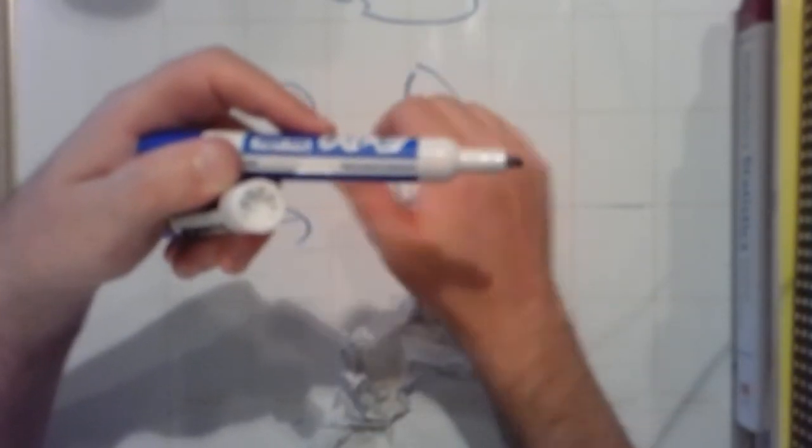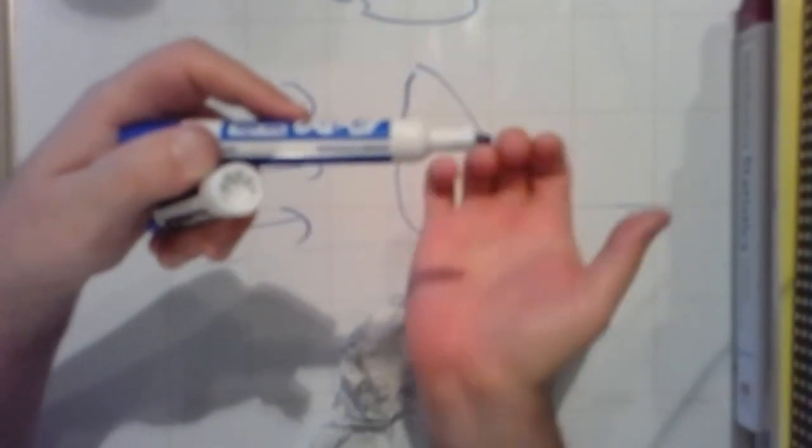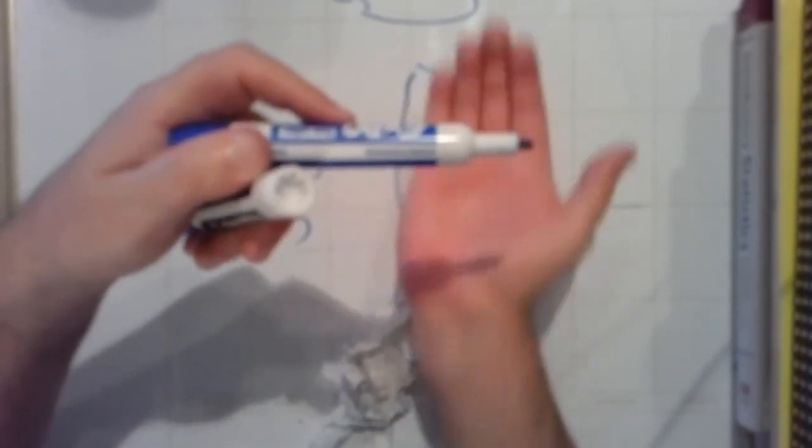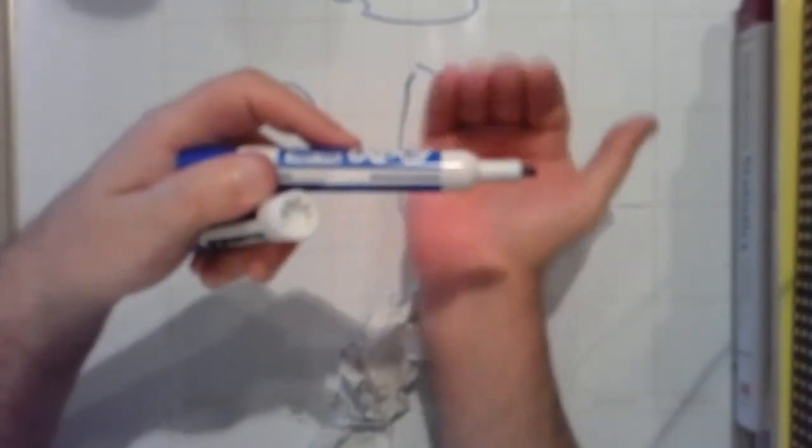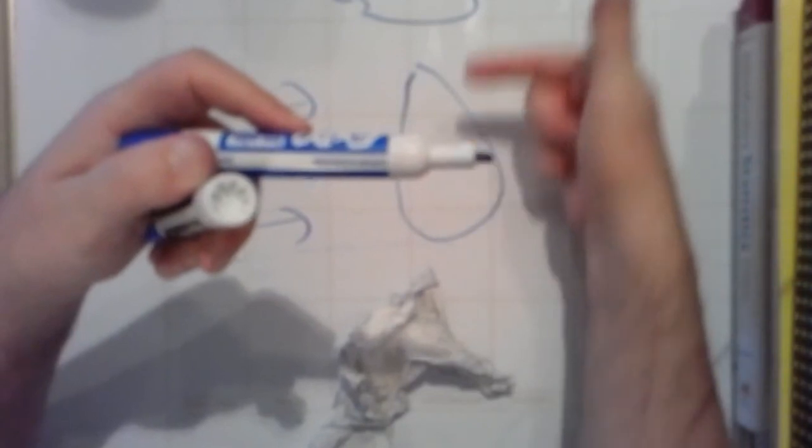My current would flow that way. I pointed the wrong way. Point that way. My new field will point that way. My current would flow around this direction. So if I were looking at it from this side over here, that would be clockwise, like this.